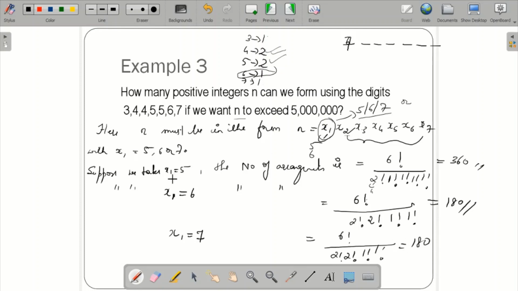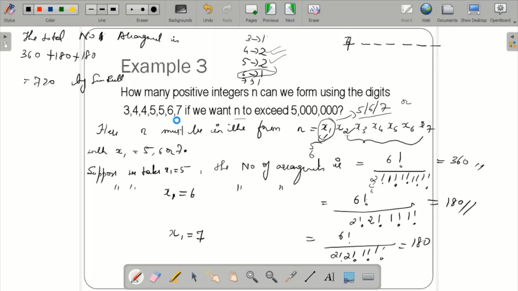Since we take x1 is equal to 5, 6 or 7, since it is an OR case, finally the total number of arrangements is nothing but 360 plus 180 plus 180, that is equal to 720 by sum rule. You know, when it comes to OR, it is sum rule. So this is the answer for example 3.